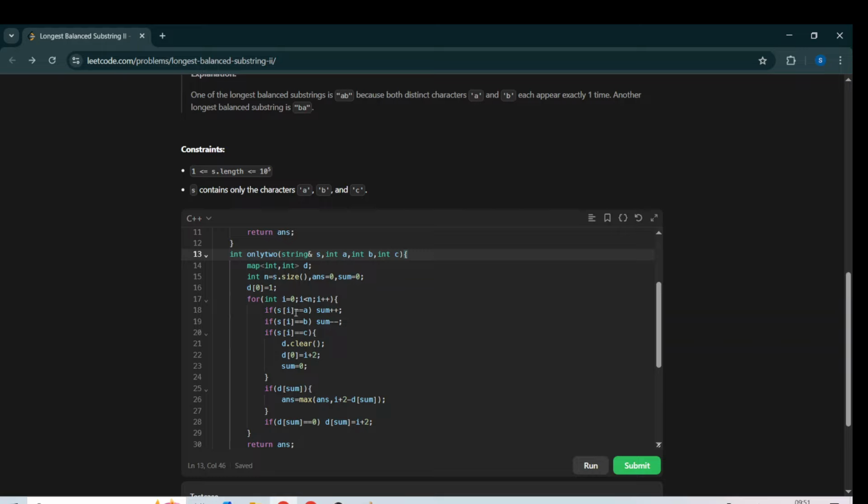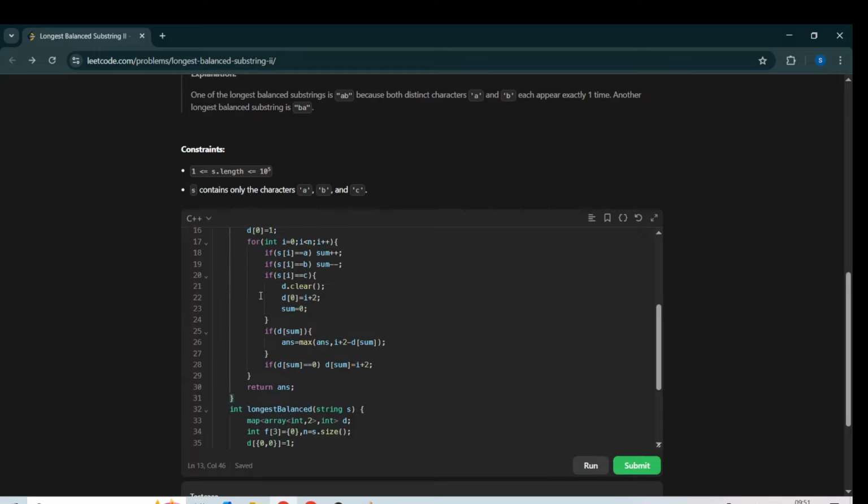Now, whenever si equals to a, we are doing sum plus plus, and if si equals to b, we are doing sum minus minus, and whenever si equals to c, we are doing d dot clear, and we are setting d0 as I plus 2. Why we are doing this? Because we are using our one based indexing, and we are trying to point this to the next integer.